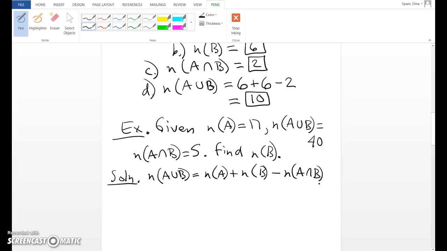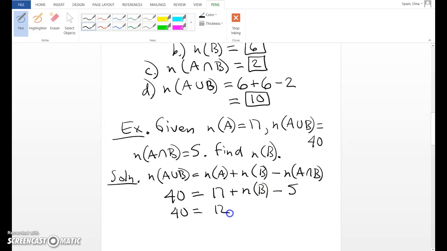Alright, so now let's plug in everything that we know. Let's start with the union over here. The union is 40. The number that's in A is 17. I don't know the number of elements in set B, that's what I'm looking for. And they told us that 5 is in the intersection. So I know everything except for the number of elements in B, and that's what I'm trying to solve for.